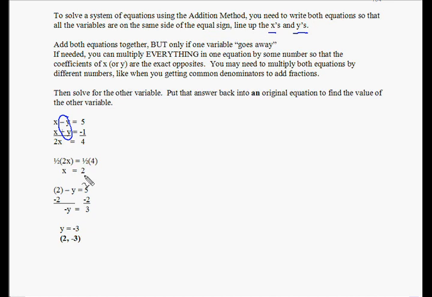Then I put this answer, 2, back into either one of the equations. I chose to put it back into the first equation, and I always use parentheses when I'm replacing a variable with a value. Adding negative 2 to both sides of the equation, I get negative y equals 3.